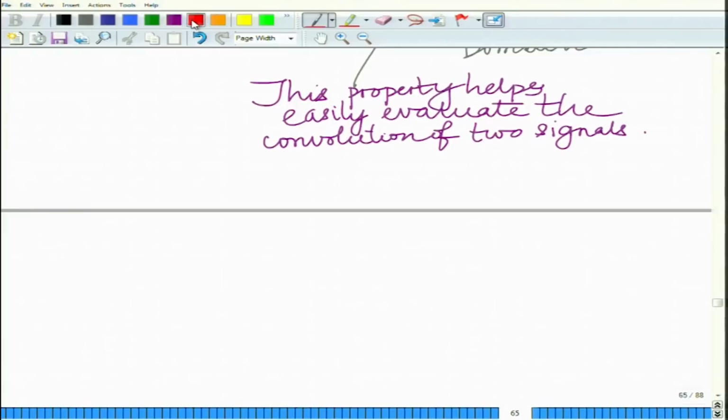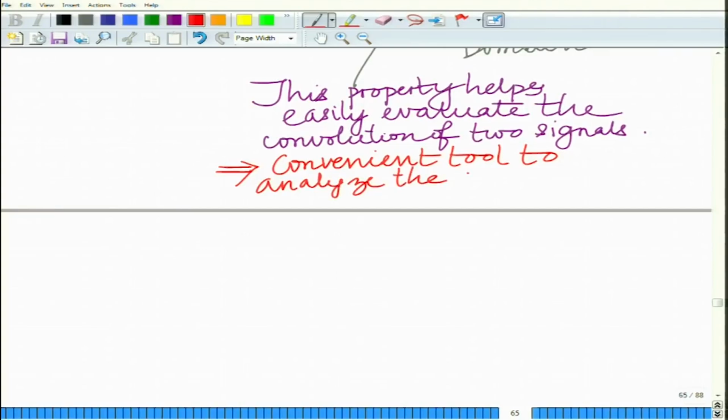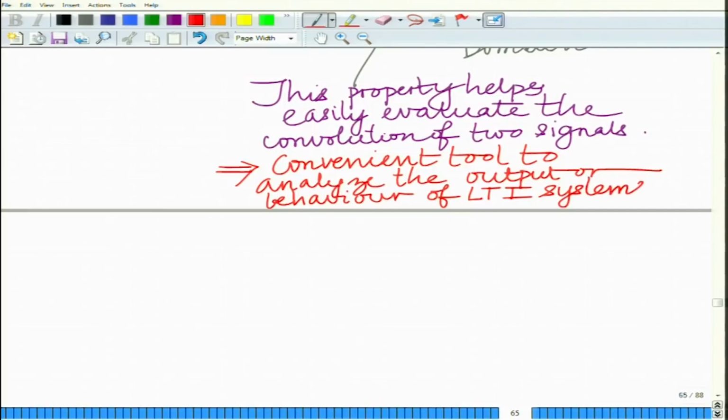So, the properties and behavior, which implies that it is a convenient tool to analyze the output or behavior of LTI systems, that is, linear time invariant systems.